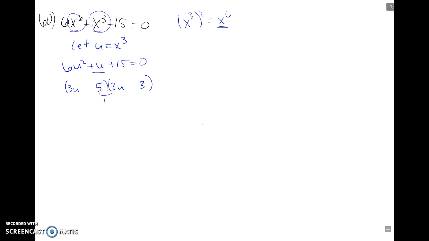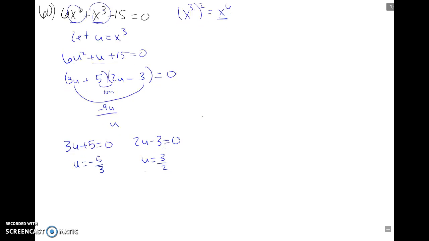So here you have 10u, and here you have 9u. You're looking for a regular 1u, so you want to subtract. That means I want my negative to be here, so the 9 is negative, and I want my positive to go right there. Set it equal to 0. You have 3u plus 5 equals 0, and 2u minus 3 equals 0. So u equals negative 5/3, or u equals positive 3/2.